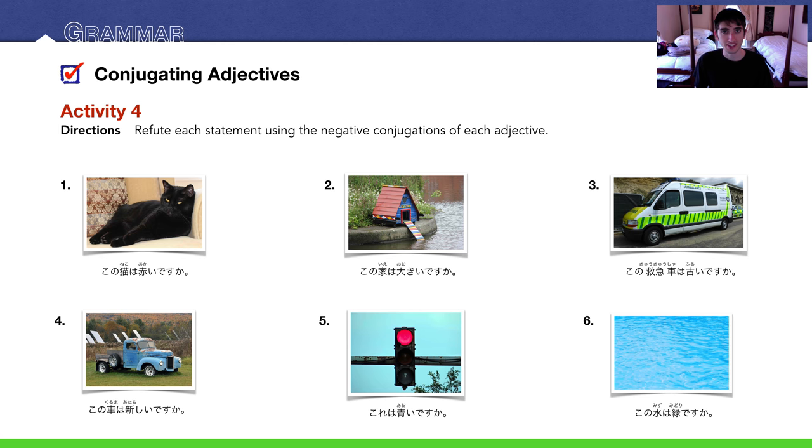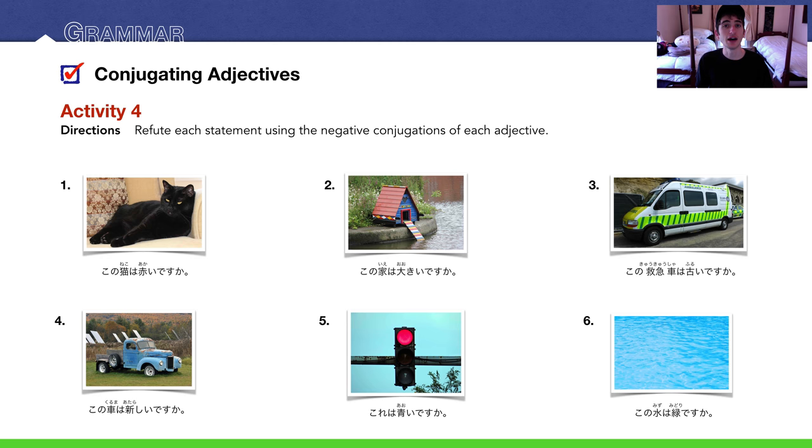We would say no, it's not. いいえ、青くないです。And number six. この水は緑ですか? Is this water green? Thank God it's not. We would say, いいえ、緑じゃありません。Remember, this is a noun. 緑 is a noun. This is a little trick. It's not an adjective. So you would just say, じゃありません or ではありません to politely negate, okay?